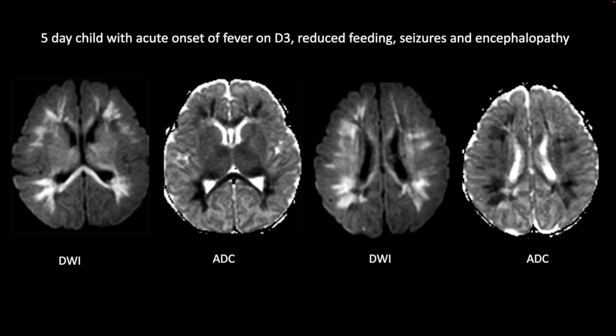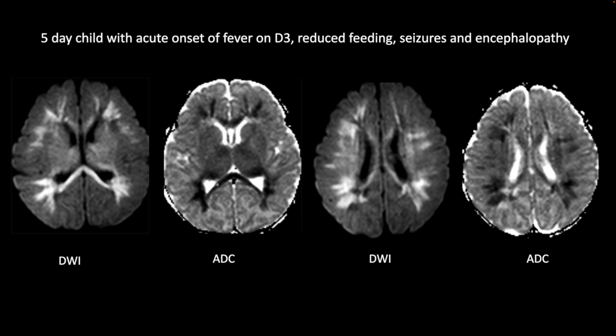Do infections have patterns? Do viral infections have patterns? We'll have a look in the subsequent slides. So this is a 5-day-old with acute onset of fever on day 3 of birth, reduced feeding, seizures, and encephalopathy. And you can appreciate that there is a periventricular dominant pattern of cytotoxic edema, linear branching out appearance, extending up to the subcortical white matter.